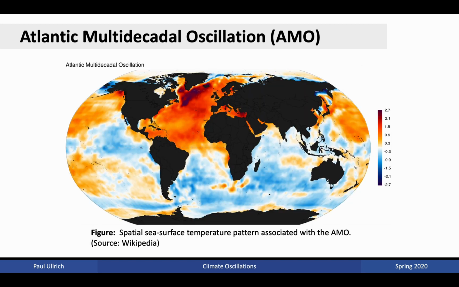Here's the pattern associated with the Atlantic multidecadal oscillation. Again, during the positive or warm phase, we see much warmer oceanic conditions that extend far north to the Labrador Sea and to Greenland. Whereas during the cooler phase, we effectively get the negative of this signal. That is, we have cooler temperatures throughout the North Atlantic.